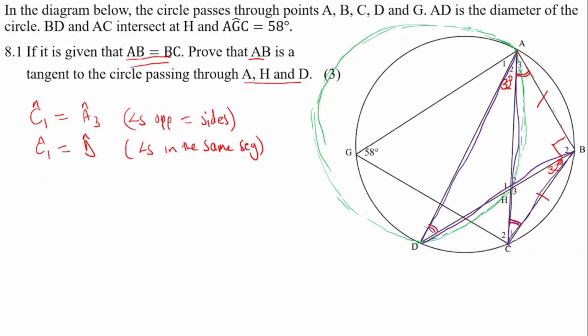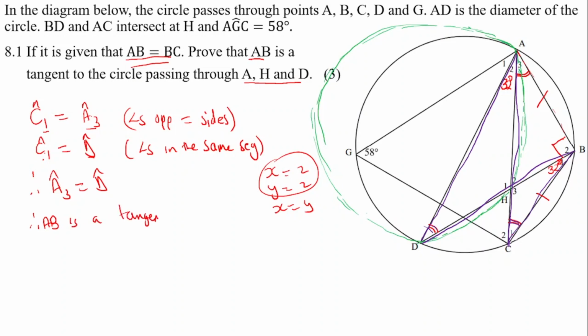And then since angle C1 is equal to angle A3 and angle C1 is equal to angle D, therefore angle A3 is equal to angle D. Know that if I say x is equal to 2 and y is equal to 2, therefore x is equal to y, because they are both equal to the same thing, isn't it? Angle A3 is equal to angle C1, angle D is equal to angle C1, therefore angle A3 is equal to angle D. Okay, we can then conclude and say therefore AB is a tangent, and the reason is the converse of the tan chord theorem.